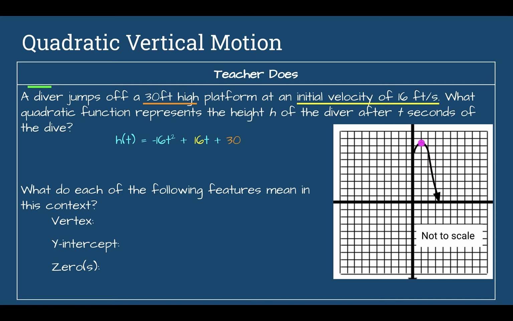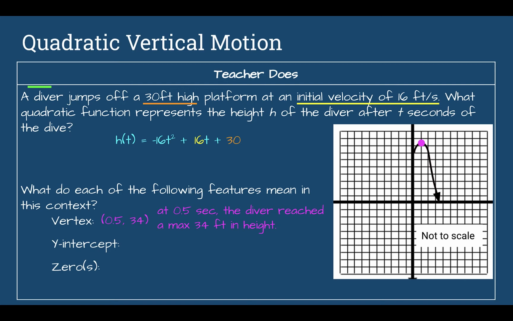The vertex is that highest point that it reached. So from this function, it's at 0.5 and 34. What this would mean is at 0.5 seconds, the diver reached a max height of 34 feet. So it took half of a second for the diver to reach its highest point.